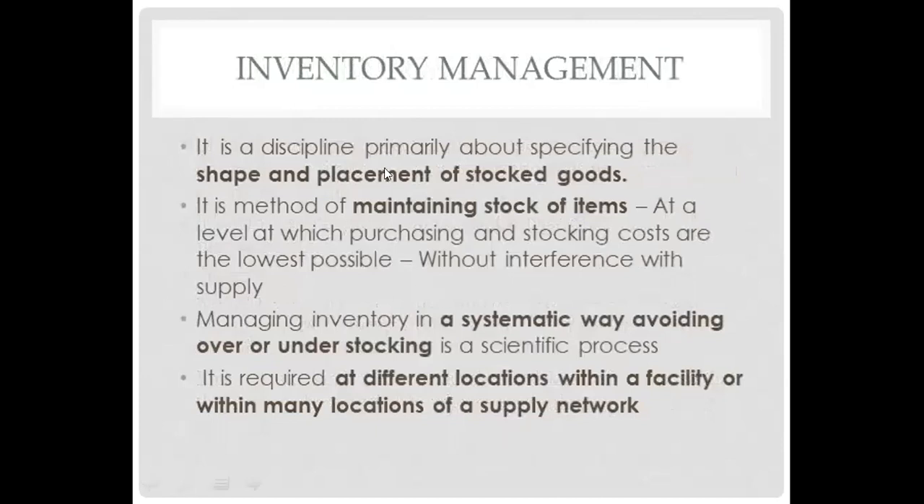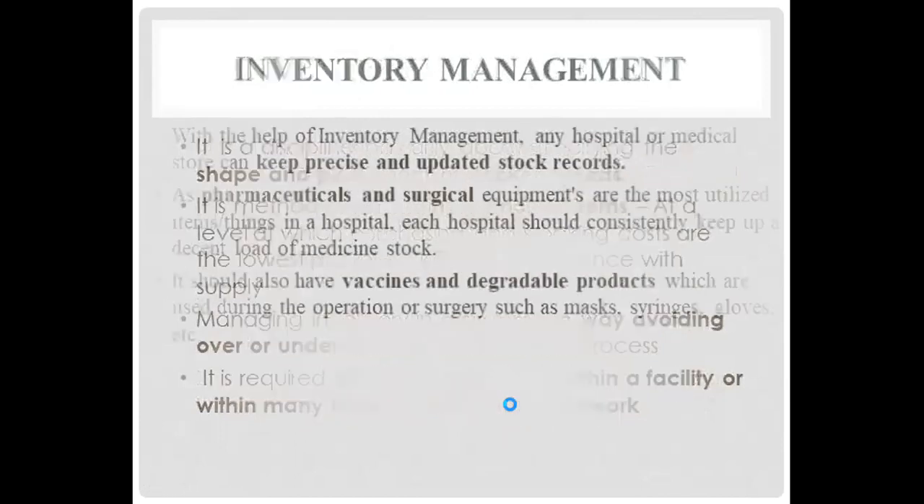Inventory management is a discipline primarily about specifying the shape and placement of stock goods. It is a method of maintaining stock of items at a level at which purchasing and stocking costs are lowest possible, and it is a systematic way of avoiding over or understocking. It is required at different locations within a facility or within many locations of a supply network.